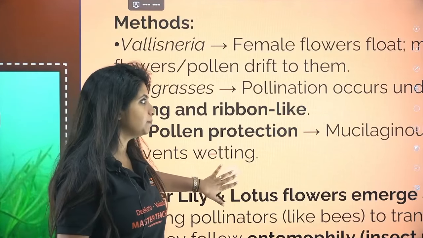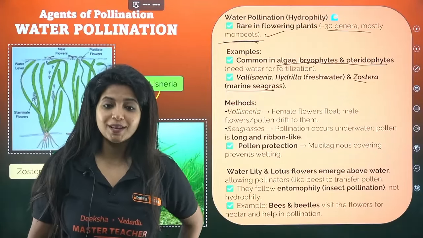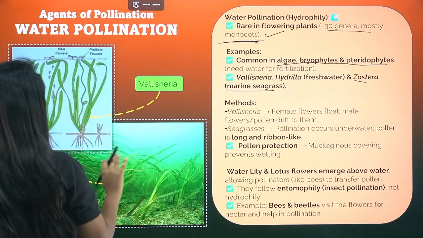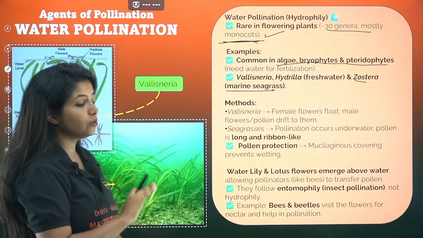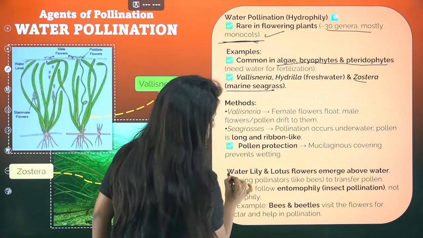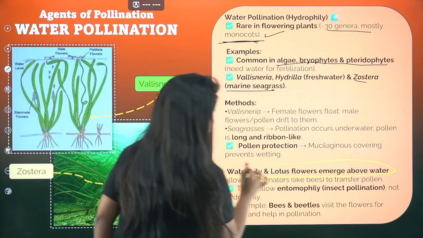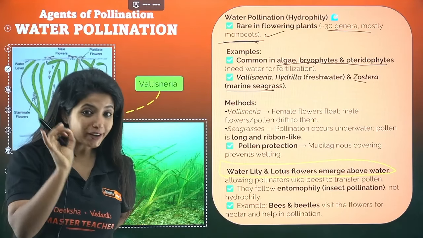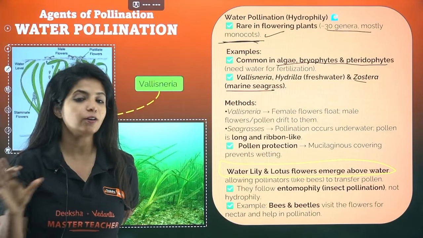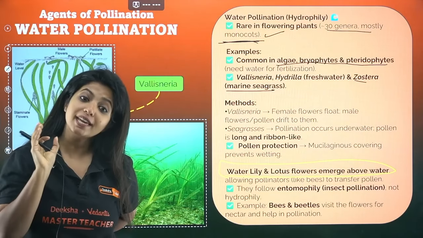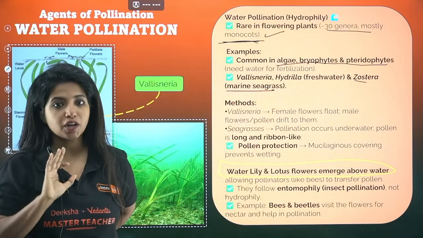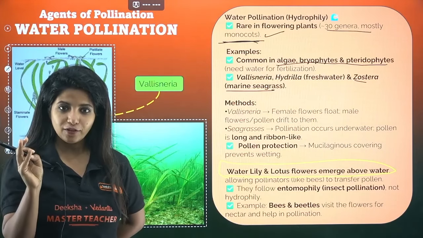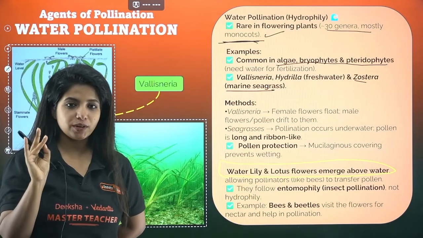And one very important question. Water lily, water lotus. Do they show water pollination? No, they do not show water pollination. No chance. They are going to show insect pollination. So that is most deceiving. Water lily and water lotus do not show water pollination. They show insect pollination out there, or wind, but not water pollination. Cool? Vallisneria, will you forget? And Zostera. Zostera is also known as seagrass.